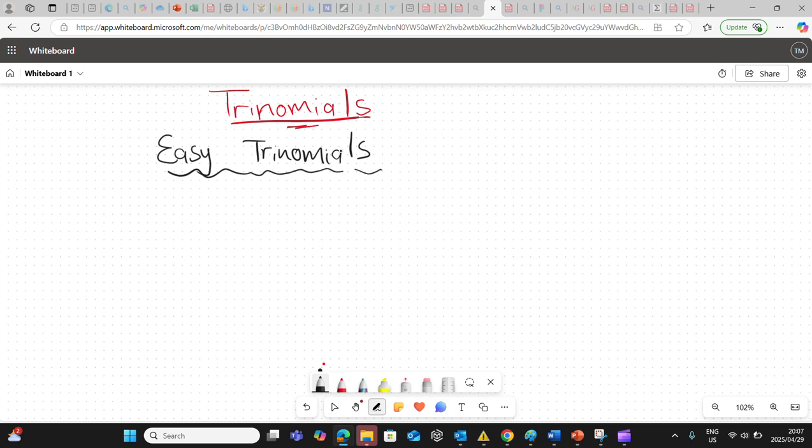All right, let's look at an example of an easy trinomial. We have x squared plus 5x plus 6. We are asked to factorize this expression. So what do we do first? We open our two pairs of brackets first.